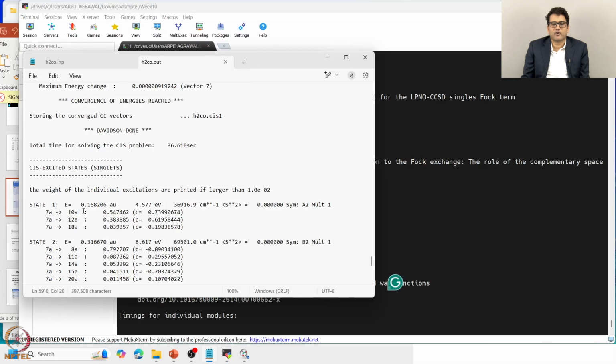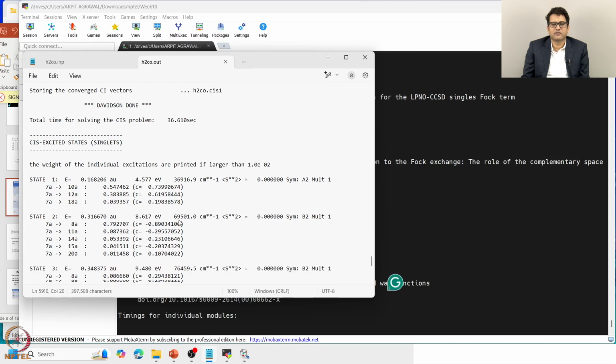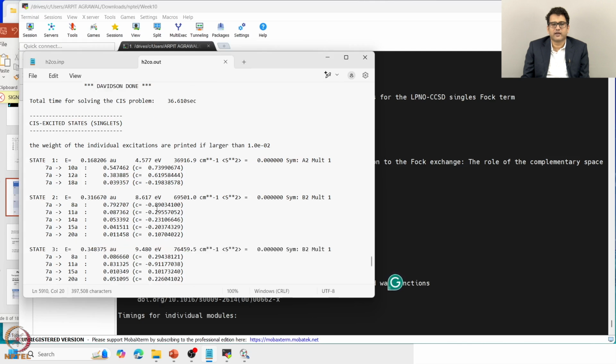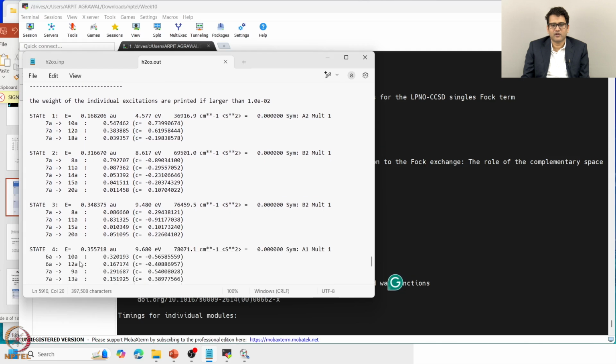in the first case the dominant transition is 10, in the second case it is LUMO plus 2, this one is LUMO plus 3, and this is again HOMO minus 1 to LUMO plus 2. So, we need HOMO minus 1, LUMO plus 1, LUMO plus 2, LUMO plus 3.